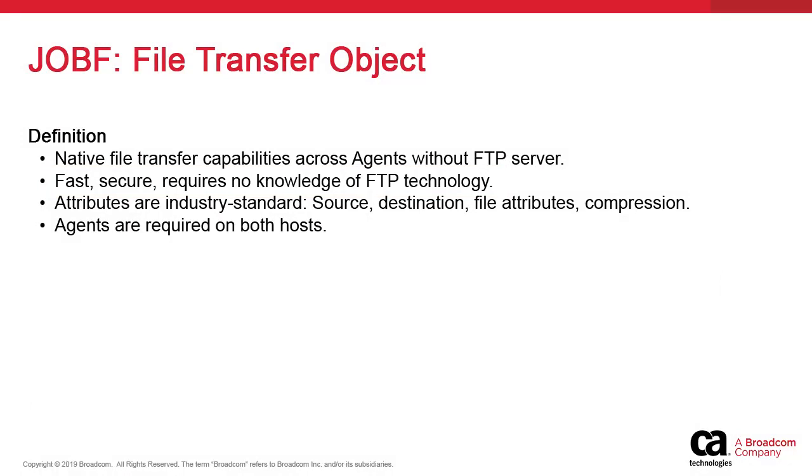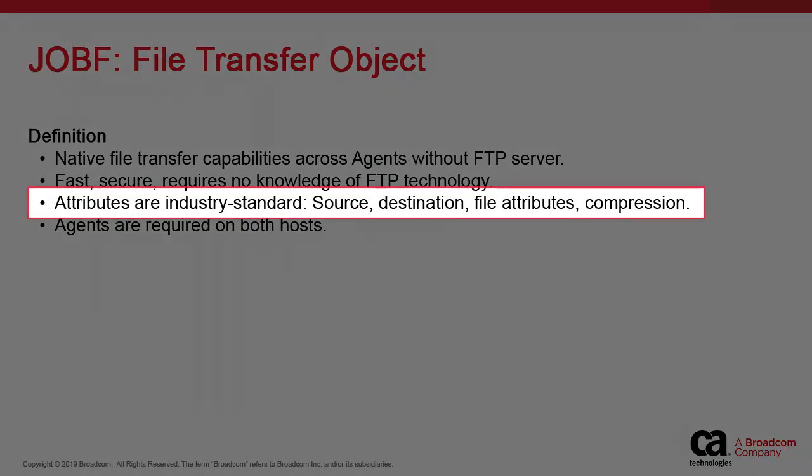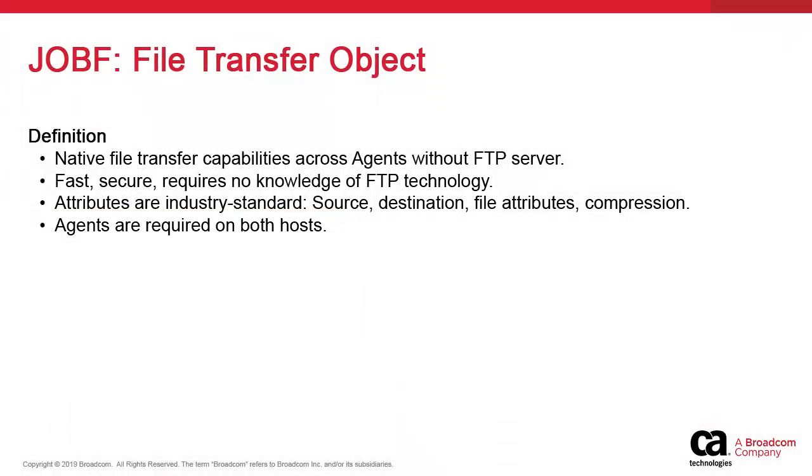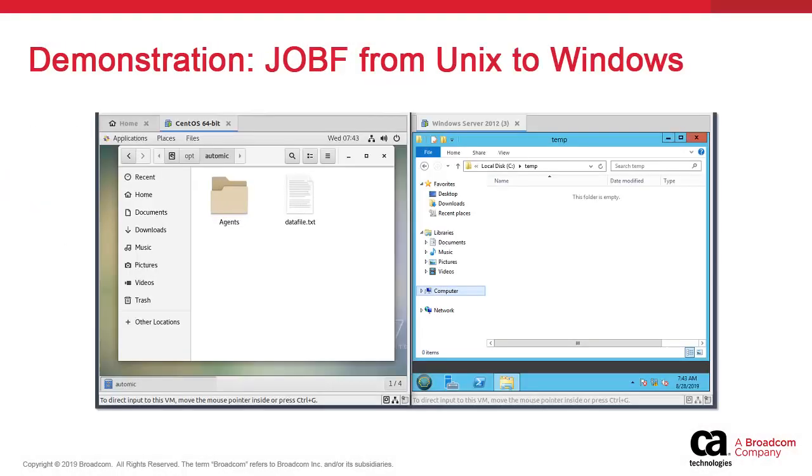If you've used FTP before, you will easily recognize the attributes associated with this object type: agents of origin, agents of destination, file attributes, compression types, and more. It's worth mentioning that an agent is required on both the source and destination hosts. In the video, we have two agents running on two hosts.